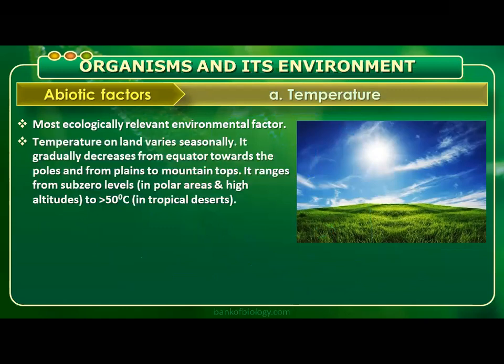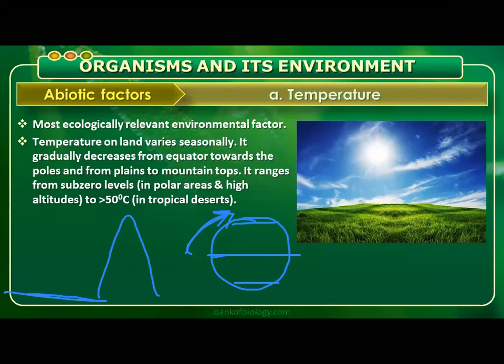So now let's start. In the text, temperature on land varies seasonally. It gradually decreases from the equator towards the poles. If you take the equator to the poles, the temperature ranges are going to be low. We know that in the ice caps, you'll find 0 degrees to less than 0 degrees centigrade. It also decreases from the plains to the mountain tops. One is towards the poles, temperature decreases, and one more to be remembered, plains to mountain tops, temperature decreases.